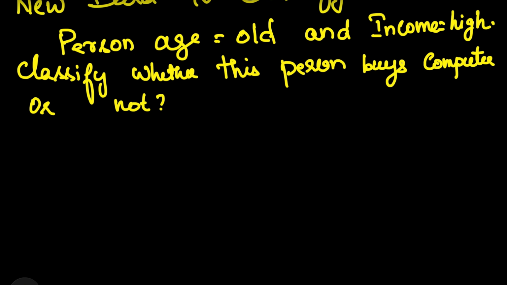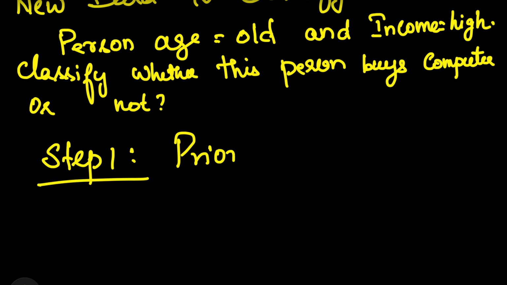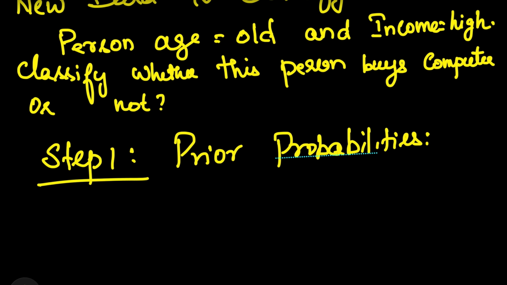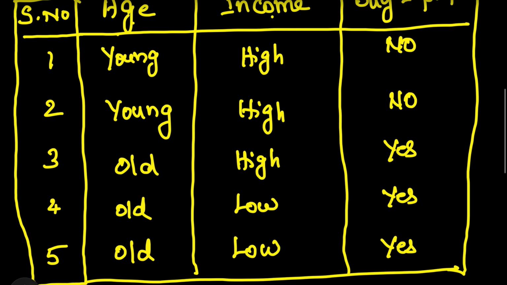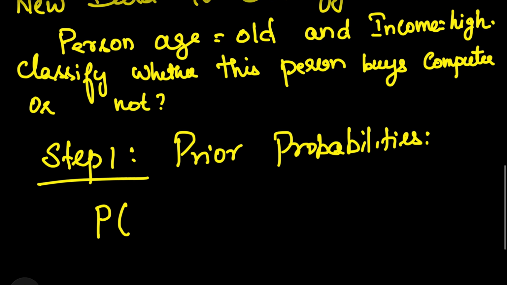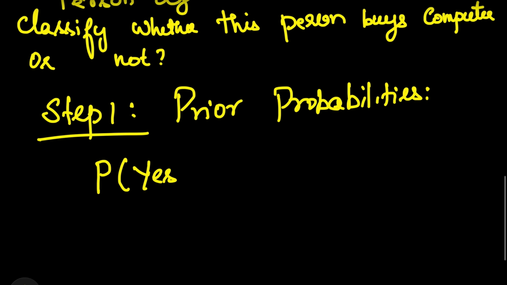We have 3 different steps in order to process this. We have to say whether this person buys a computer or not. Let's find out using the Naive Bayes algorithm. In step 1, first we have to find the prior probability. How can I find the prior probabilities of the given data set? In the training set, we have to find how many class labels there are. As I said, we have 2 class labels, yes and no, since it's a binary classification.